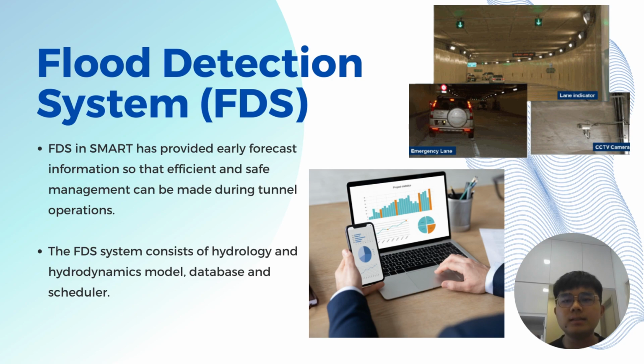The FDS system consists of hydrology and hydrodynamics models, database, and scheduler. Hydrological rainfall runoff models play an important role in providing early warning for tunnel opening by using real-time rainfall data obtained from the upper catchments and surrounding areas. The models effectively predict streamflow by estimating runoff generated during rainfall events.